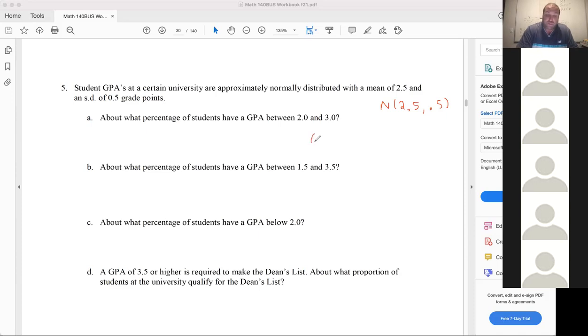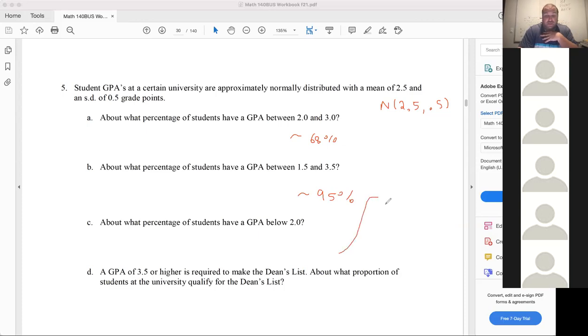Wouldn't it be 68? Yeah, 68%. It's one deviation either direction. My calculator gave me 0.6826894809, so it did give me 68%. How about from 1.5 to 3.5? That's 2 deviations, so it'd be 95%. Now, how about below 2? That's when you need that calculator. Well, you don't need it, but it certainly makes it easier.